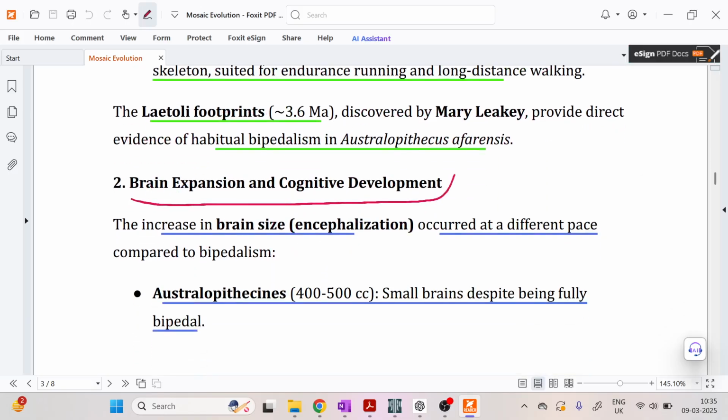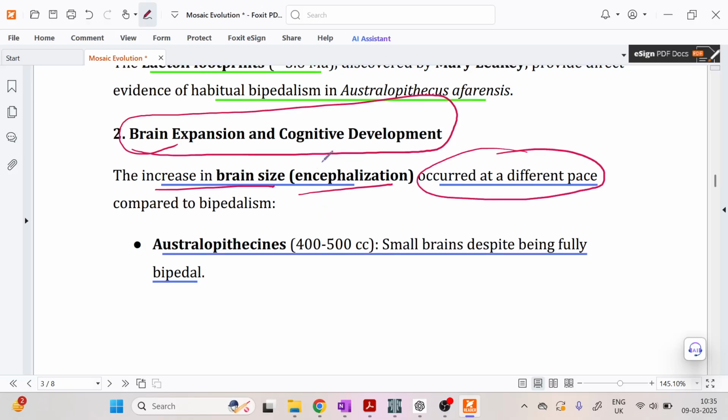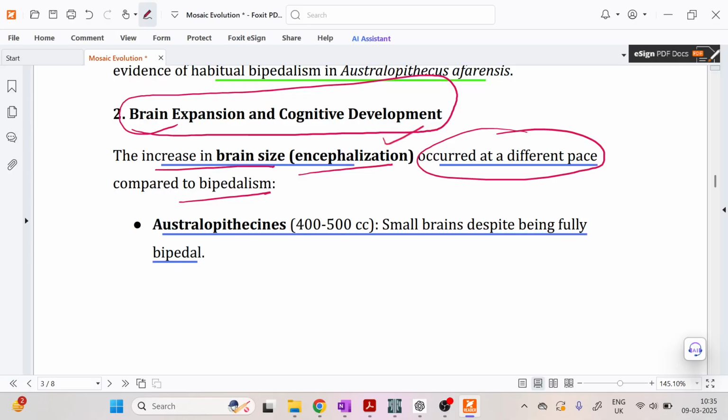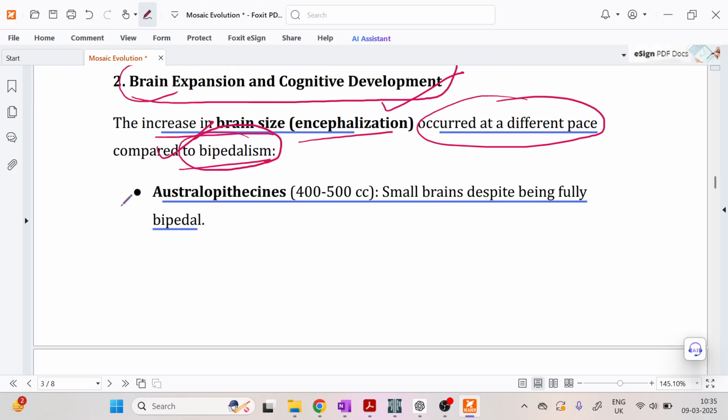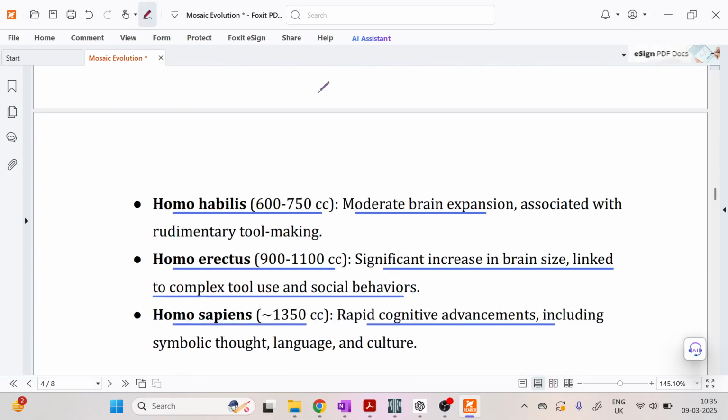Now the brain expansion and cognitive development. So the increase in brain size and encephalization occurred at a different pace compared to bipedalism. So here you can see that encephalization was going at a different speed, and bipedalism had its own pace. So Australopithecines had a very small brain size, 400 to 500 cc, but despite it they were fully bipedal.